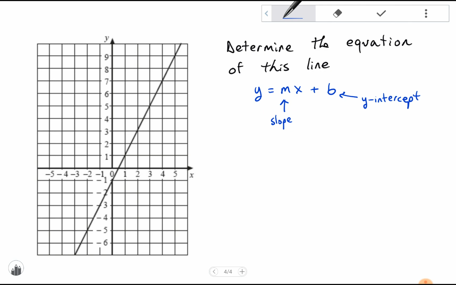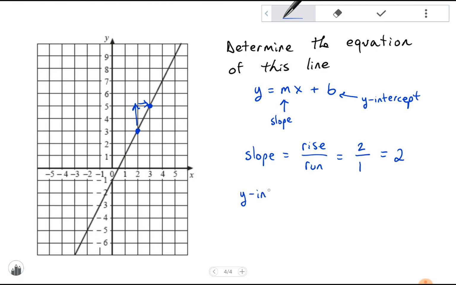So let's do the slope first. So let's find where it crosses nicely. Let's say right here. And then we'll go up and over to this one here. So slope, or the gradient, equals rise over run. And in this case, our rise is 2, positive 2. Our run is 1, positive 1. So rise over run is 2 over 1, and that is simply 2.